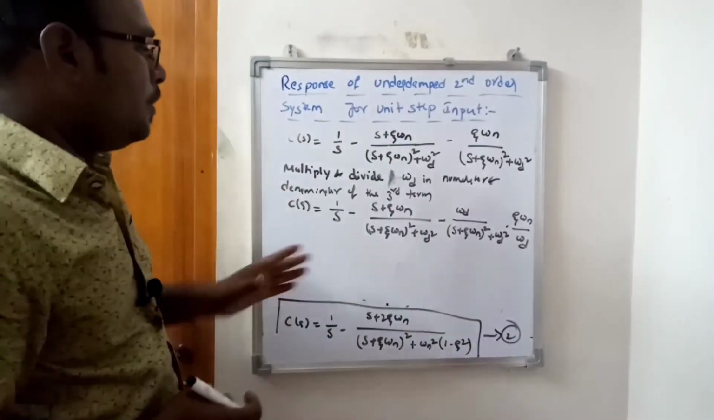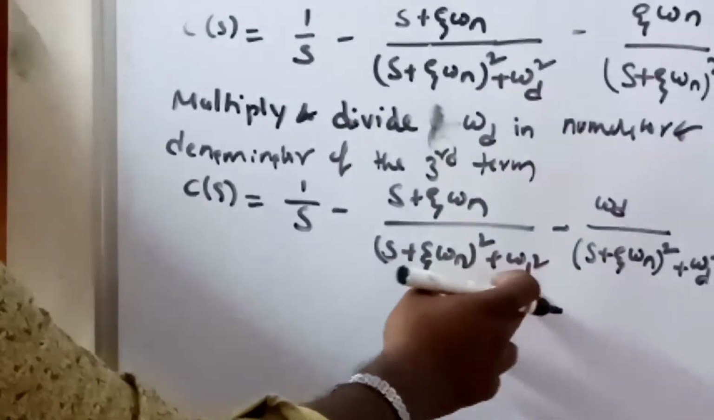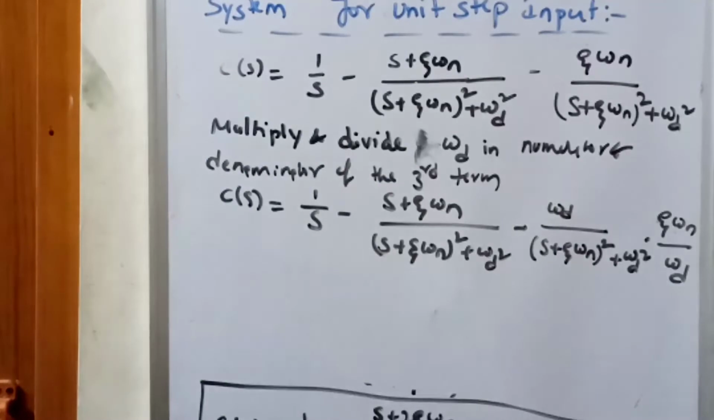Now this, s plus a divided by s plus a whole square plus omega square, is in the formula for inverse Laplace transform. Now we are going to apply the inverse Laplace transform.